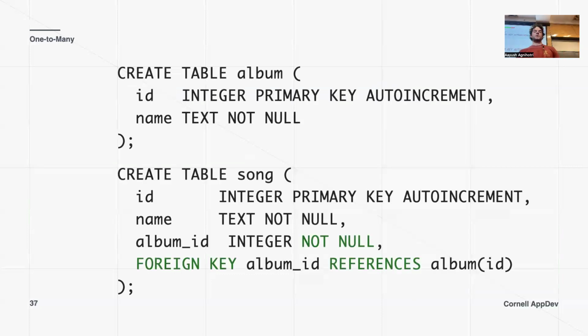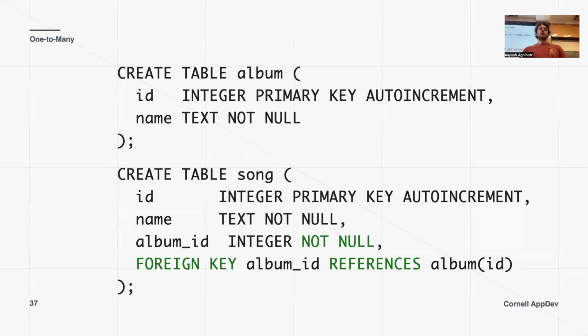And so this is the SQL for how to create this one-to-many relationship. So for the album table, we just have an ID and then just the name of the album. And then we have a song table, which is pretty similar to how we created the one-to-one relationship, except the main difference is that instead of having integer unique for the album ID, we have integer not null. And this is what allows us to have multiple songs to be related to one album.